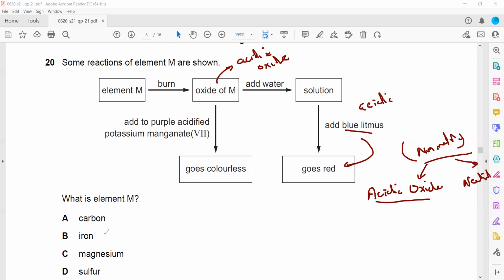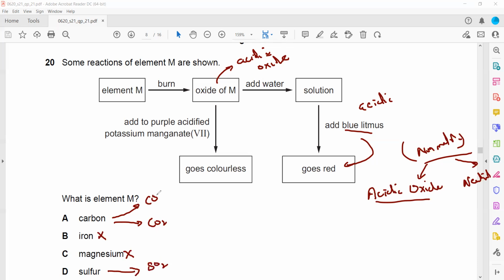So options which include a metal, because iron is a metal, cannot be right, because metal oxides are either basic or amphoteric, but not acidic. Magnesium oxide is also wrong, because magnesium is a metal, so it should be a basic oxide, not acidic. We are left with carbon and sulfur. So which oxide should it be? Carbon forms two oxides: carbon monoxide and carbon dioxide. Sulfur forms sulfur dioxide and sulfur trioxide, but sulfur dioxide is stable.